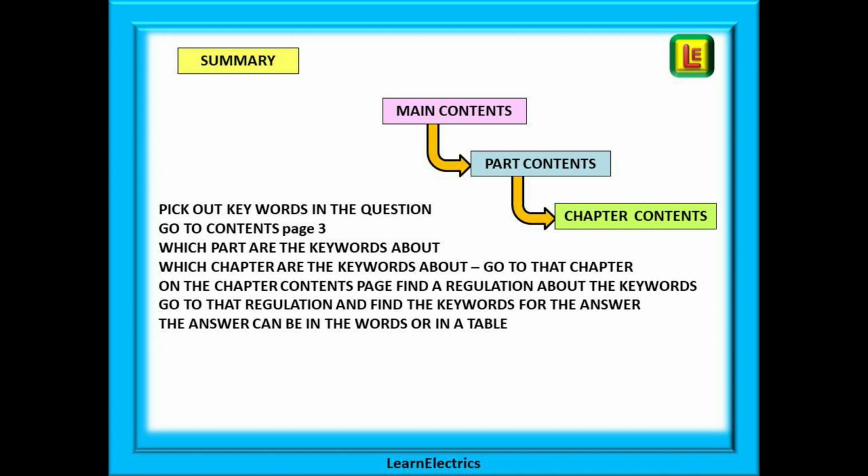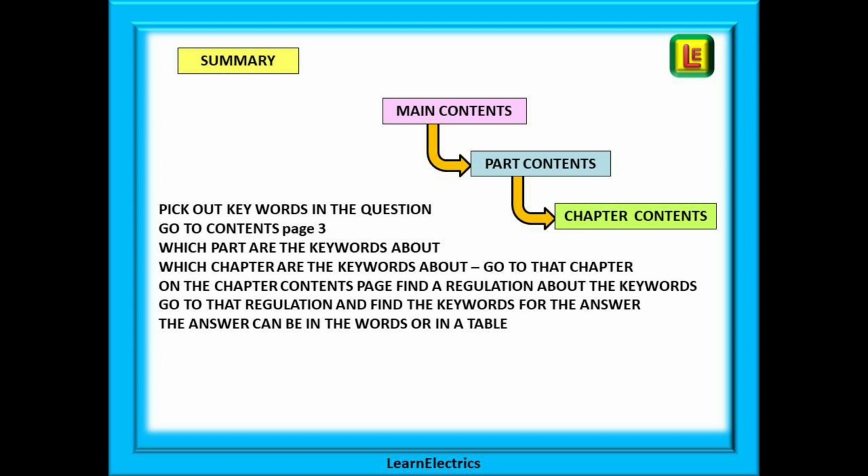A quick summary. There are contents pages for the book on page 3, and from there they will lead to contents pages for the parts and to contents pages for the chapters. The chapter contents will indicate the relevant regulations. Pick out the keywords in the question. Go to page 3 and look at which part the keywords relate to.